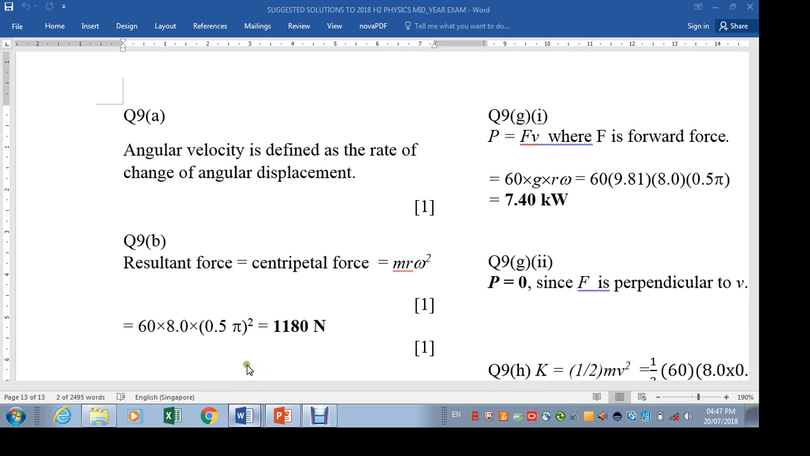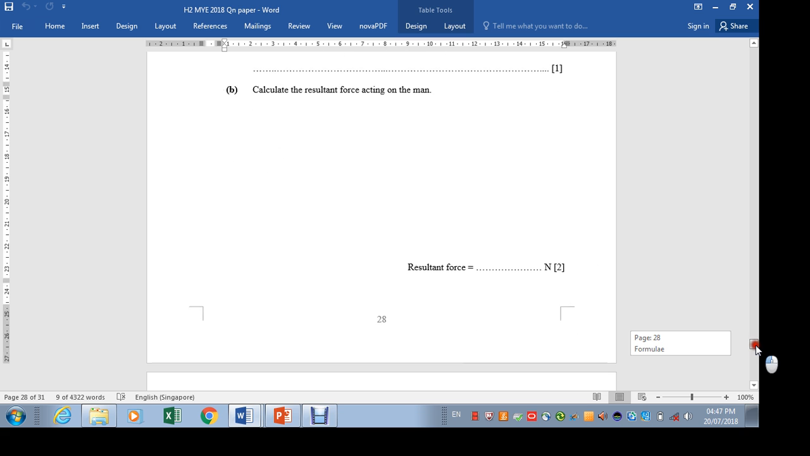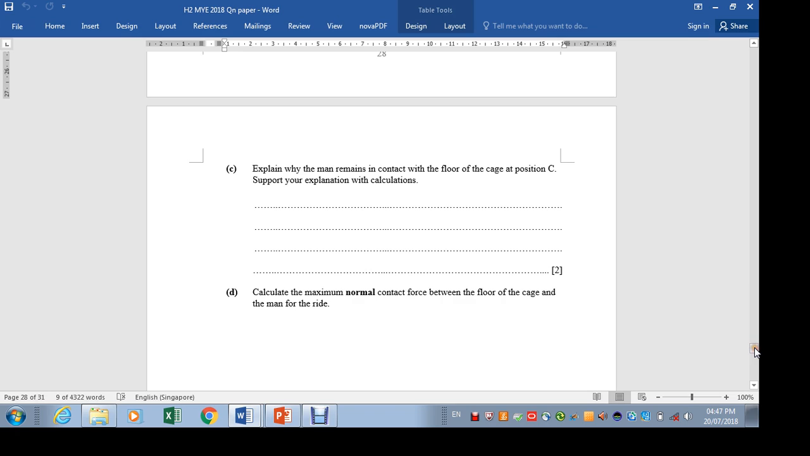9b, most students got it. Those who didn't probably got a bit worried and frazzled. 9c, explain why the man remains in contact with the floor at cage position C, which is the top. Suggest and explain your answer. This is also a very standard kind of question in circular motion. I suppose you remember in the lecture, the lecturer swung a bottle upside down that is uncapped. Why did the water remain in contact with the bottle at the top of the movement? It is exactly the same question as part C.